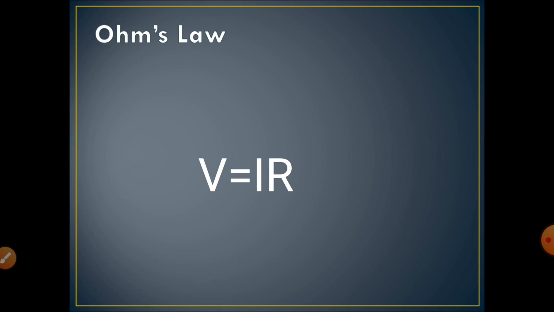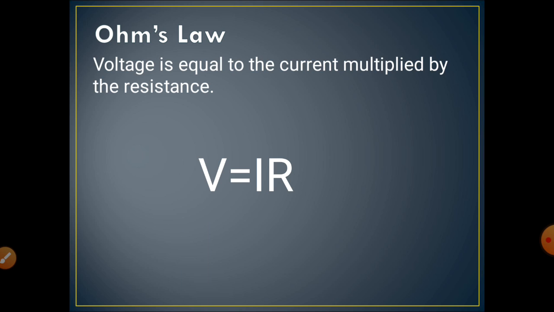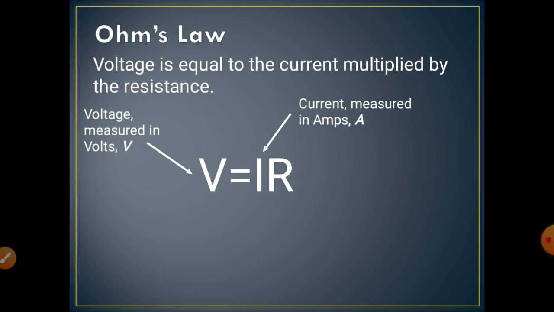Next one is Ohm's law. Ohm's law is only applicable for DC circuits at constant temperature. Voltage is equal to the current multiplied by the resistance, which is called Ohm's law. V is equal to IR. V is voltage, measured in volts. I means current, measured in amperes, amps. R is resistance, measured in ohms.